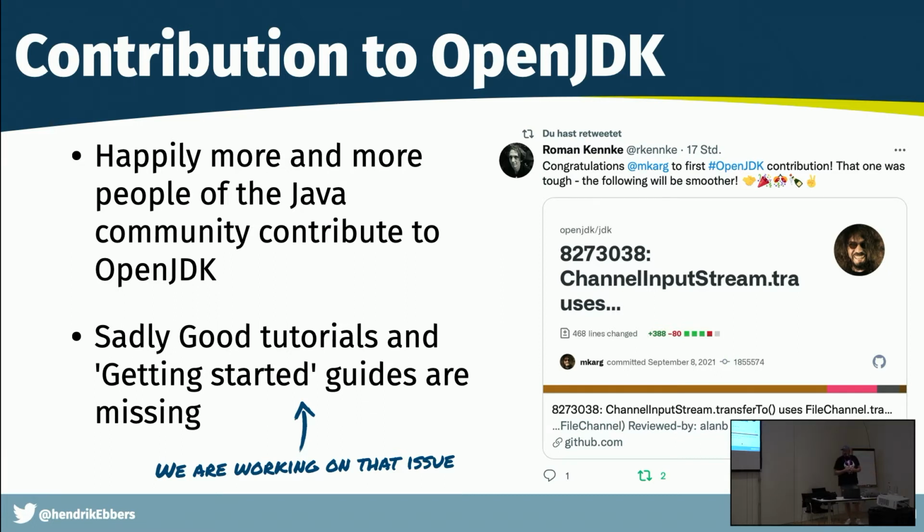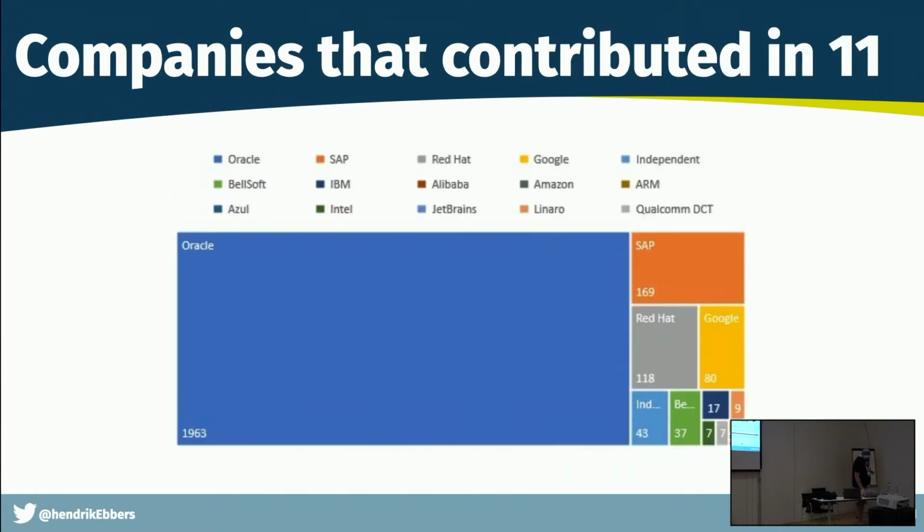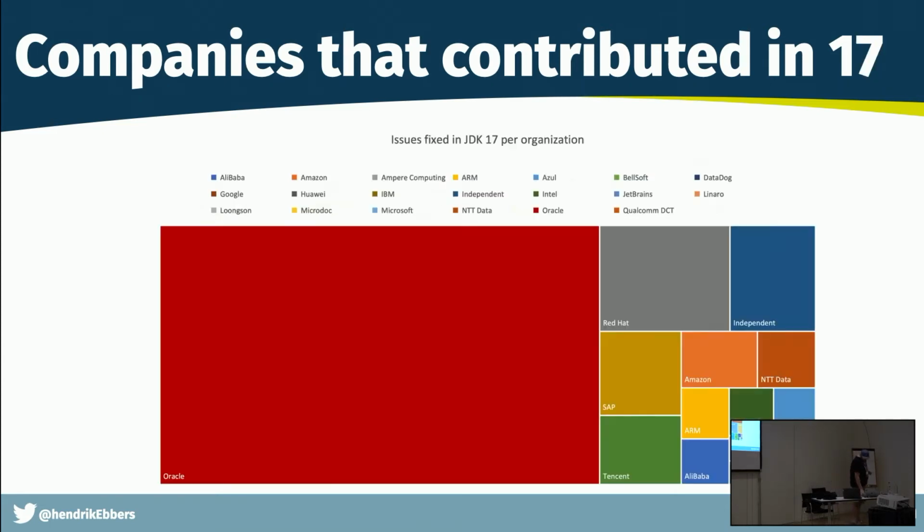Based on this migration to GitHub, even individuals can now do these contributions. When having a general overview about the contributions, here we see all the companies that have contributed to Java 11, and you can see that Oracle did most of the work for Java 11, but there are a lot of big companies like Red Hat, Google, Amazon, ARM, and so on, that contributed to Java 11. And this has become more within the time.